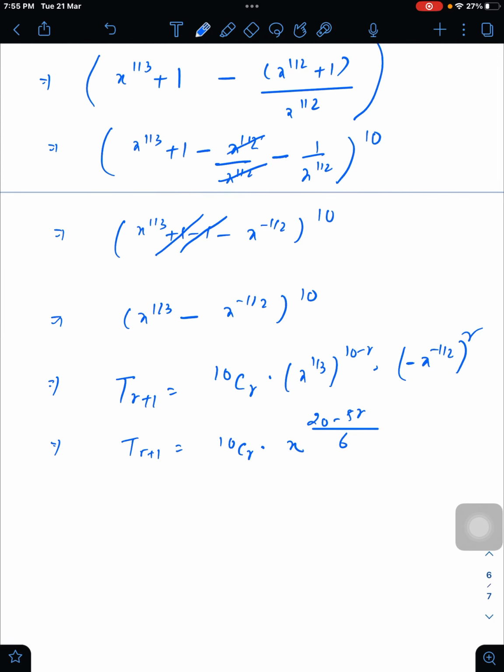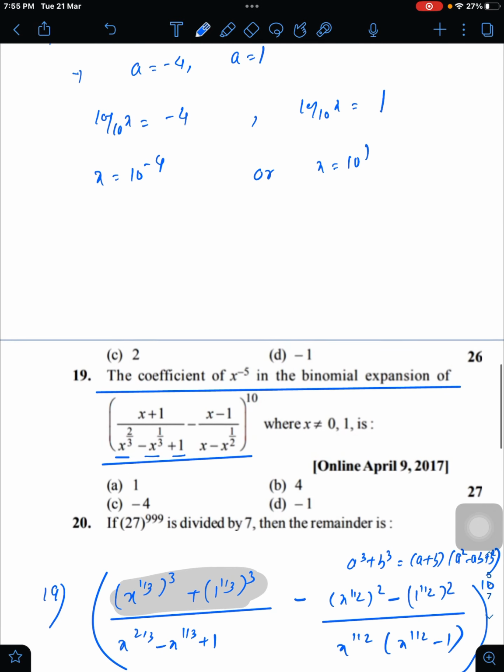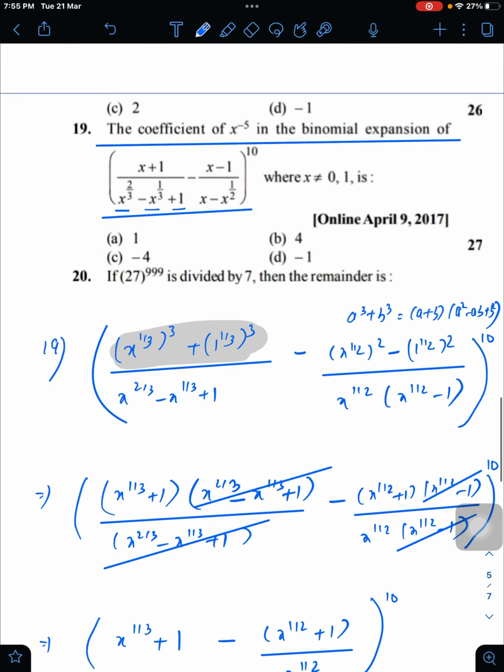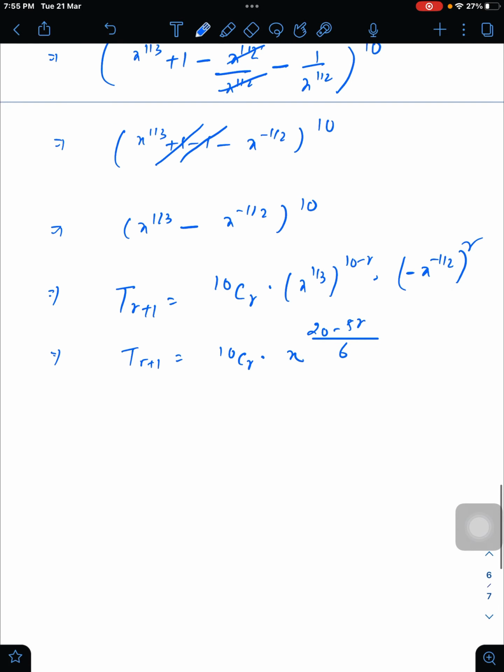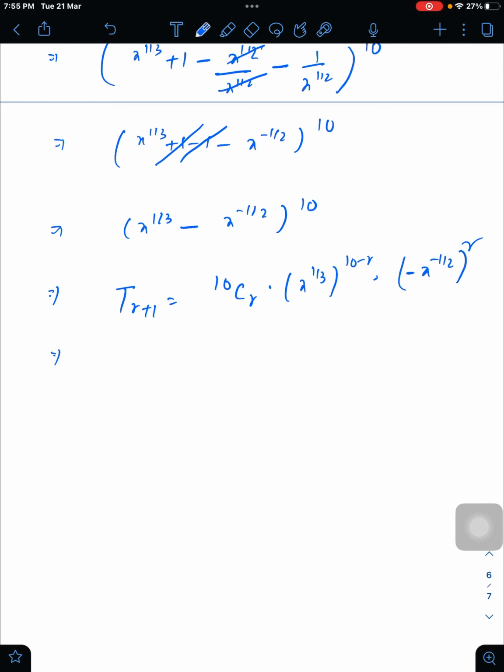So what I did is, the coefficient of x to the power minus 5 we need to find. So we have calculated the general term. We have calculated what? The general term. Okay, so I think I have made some mistake. No problem at all, let me do it for you.